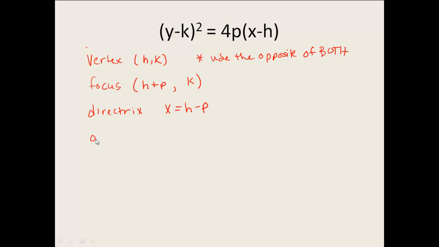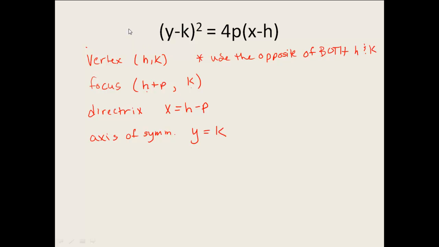And our axis of symmetry is y equals k. Now up here we have the note to use the opposite of both h and k. You only do that once. So once I have found my vertex, I don't continue taking the opposites over and over.